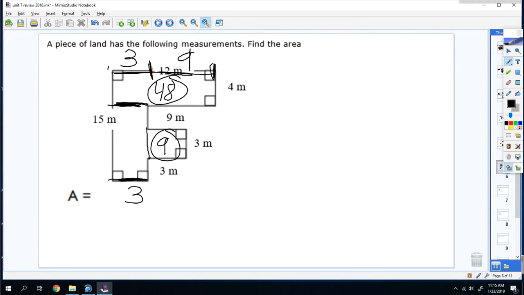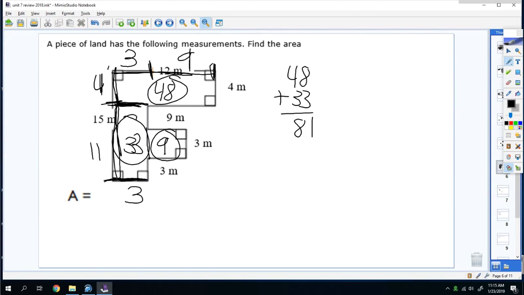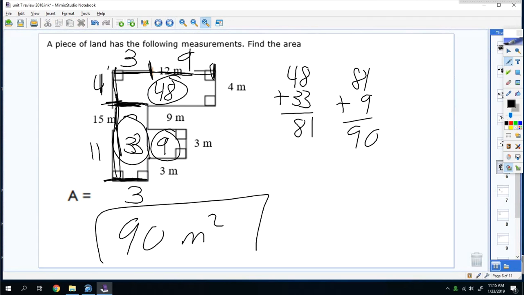So now I need to find this height. Well, I know this whole thing is 15. This is 4. So it means that this has to be 11 because 4 plus 11 is 15. So now I have my base and my height. So 3 times 11 is 33. Circle that. Now we just add them up. So you do 48 plus 33, which is 81. You do 81 plus 9, which is 90. And 90 meters squared would be the area of the composite figure.